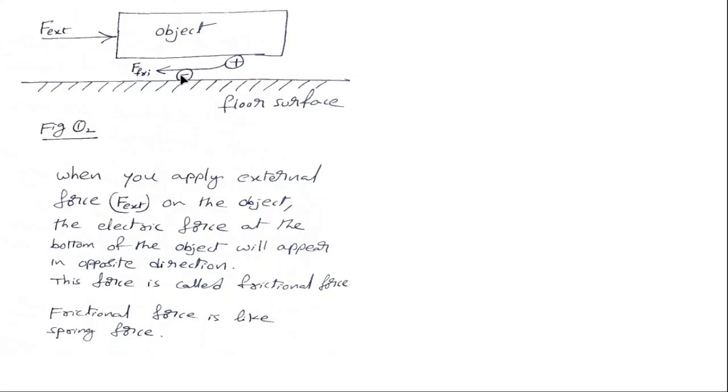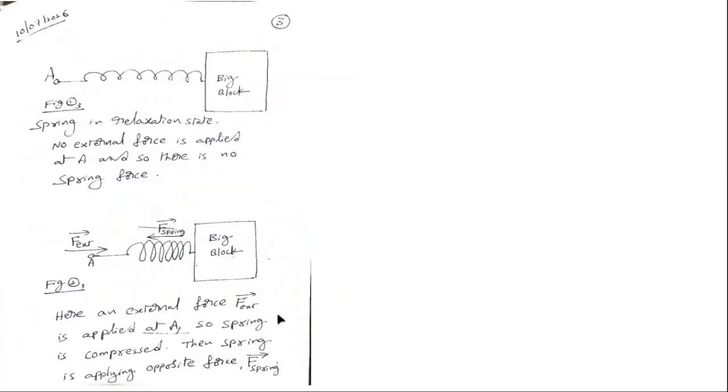The frictional force always appears opposite to the motion of the object, and also here another important point is given. Friction force is like spring force. See, spring force is like this. Here a big block is there, on the big block a spring is attached, and end A is free end. Here the spring is in relaxation state, thereby no external force is applied, and the spring is in the normal state. In the normal state, no spring force, no external force.